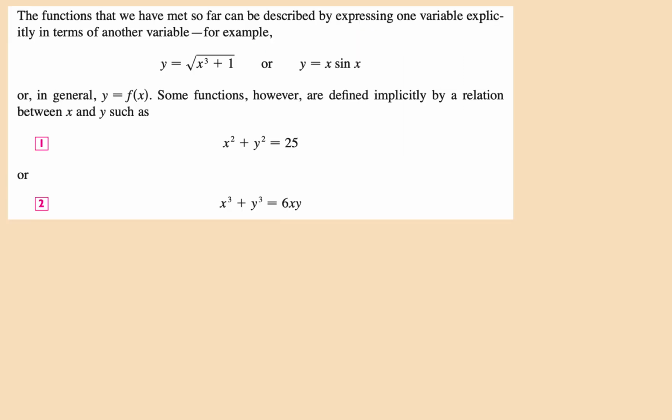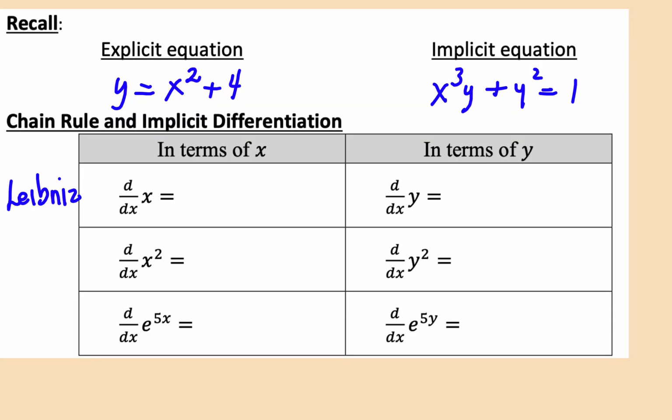So far we've been working with functions that we call explicit. It's where y can be described in terms of another variable x. But sometimes there are functions, especially this one, that can't be described like that. We can't really solve for y. So how do we do those kinds of problems?